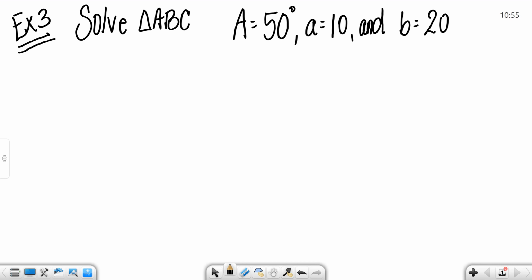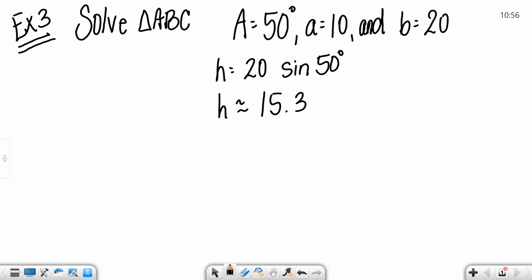Again, I'm given one angle and two sides. When you are given one angle and two sides, the first thing you need to find is h. So we take our b value and multiply it by the sine of angle A. Type that in our calculator, and we get that h is about 15.3. Now we compare that to A. Well, A is less than h.